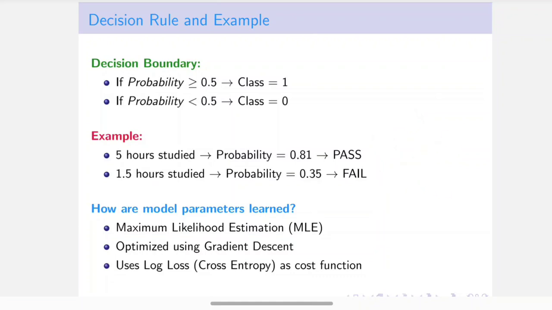Okay. So how does the model learn the correct values of parameters? It uses maximum likelihood estimation, and it is optimized using gradient descent. I will be explaining that in future classes. This is about logistic regression.